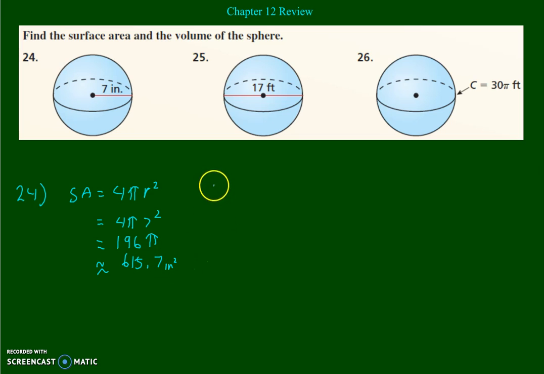All right, volume is 4/3 pi r cubed, and that gives us 4/3 pi 7 cubed, which is approximately 1436.8. And the units is going to be cubic inches.